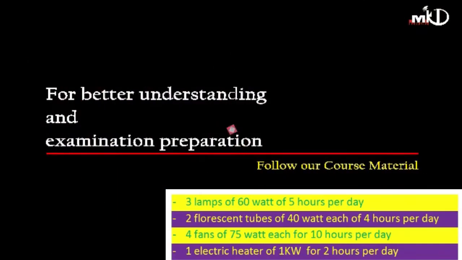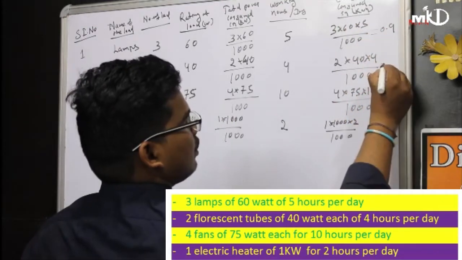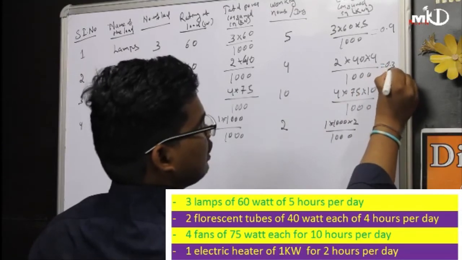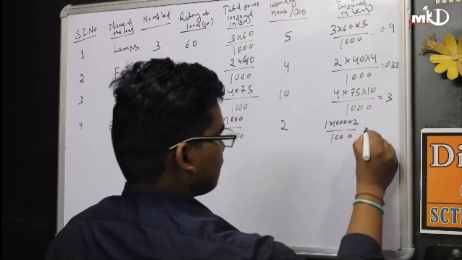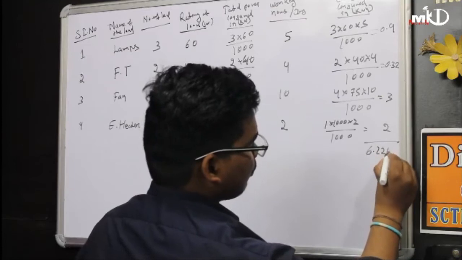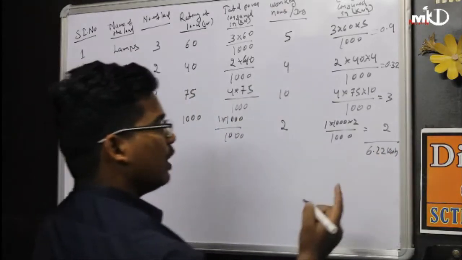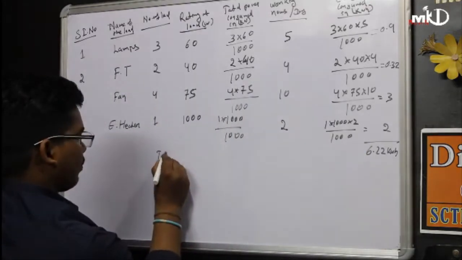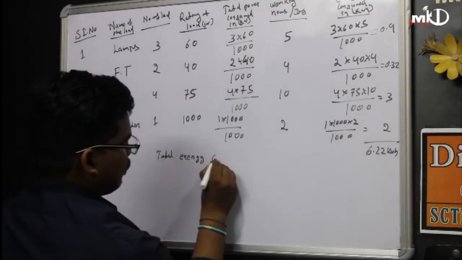First one is 0.9. This one is 0.32. This one is your 2. So total is 2 kilowatt hour. So 1 kilowatt hour is 1 unit. So total unit is total energy consumed.